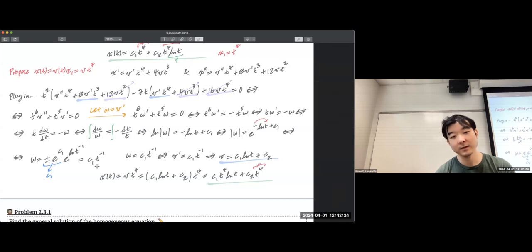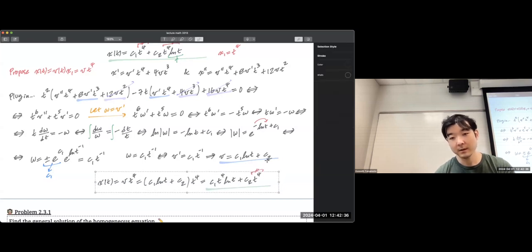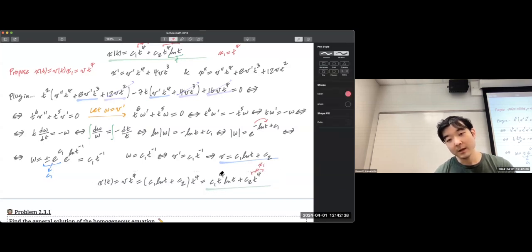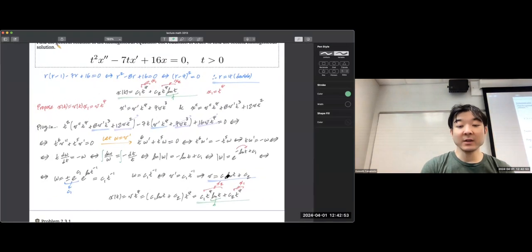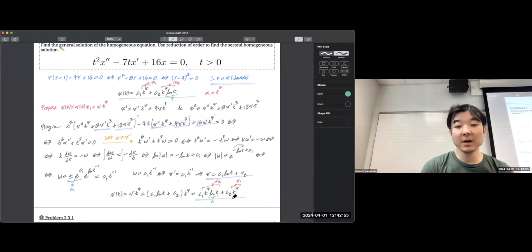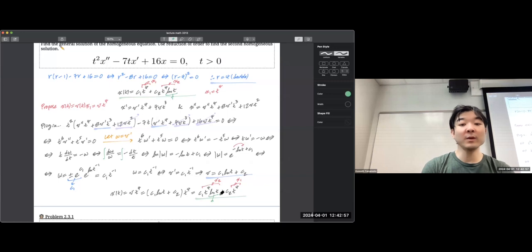This is your x1. I'll just move this down. This is our x2, where we have this additional factor of ln of t that got multiplied. I didn't say ahead of time why you had to multiply by this ln of t. Here, we showed that the second homogeneous solution would have to be multiplied by ln of t using this whole reduction of order.